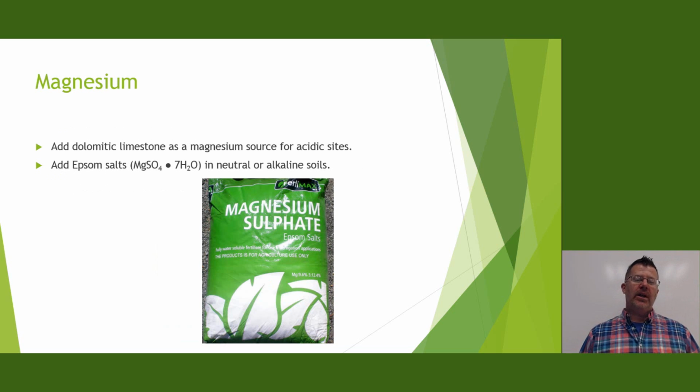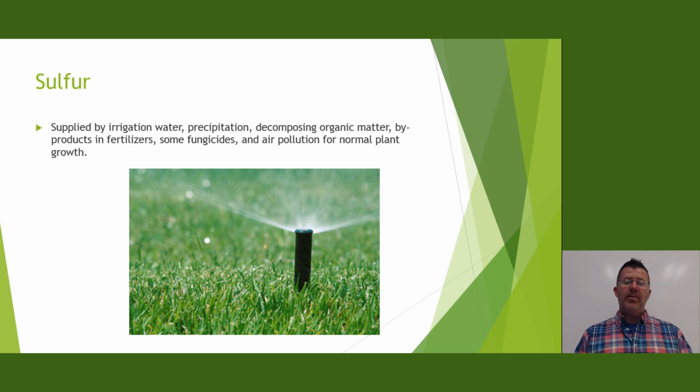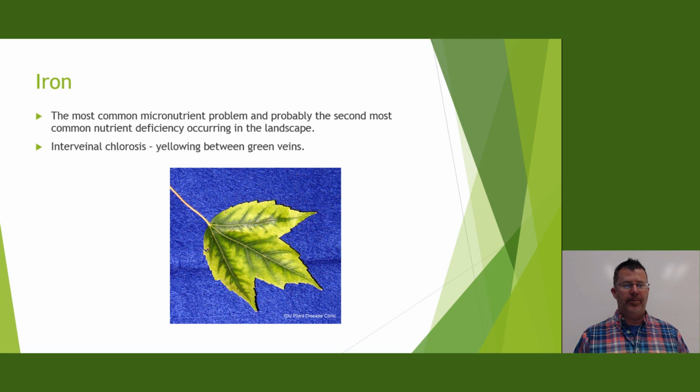Magnesium, add dolomitic limestone as a magnesium source for acidic sites, or we can add Epsom salts in neutral or alkaline soils. Sulfur is either supplied by irrigation water or precipitation, decomposing organic matter, the byproducts in the fertilizers that we use, some of the fungicides that we use, and even air pollution can supply enough sulfur for plant growth. We're not really going to have to incorporate this into our maintenance plan or management plan.